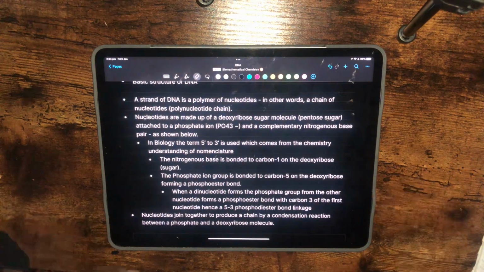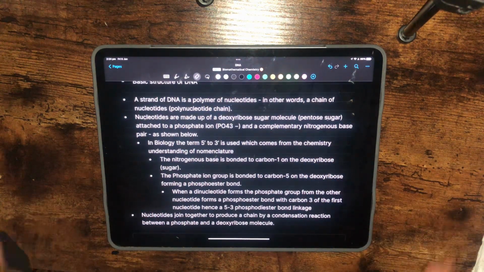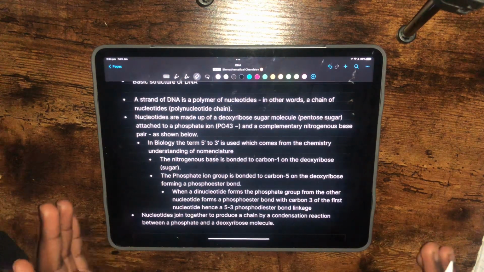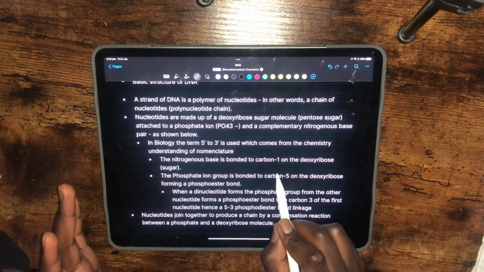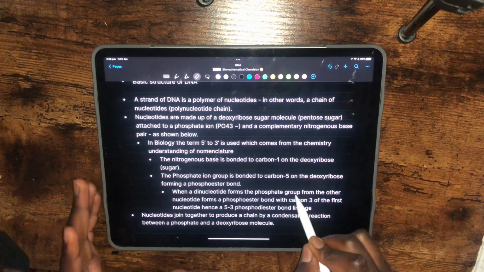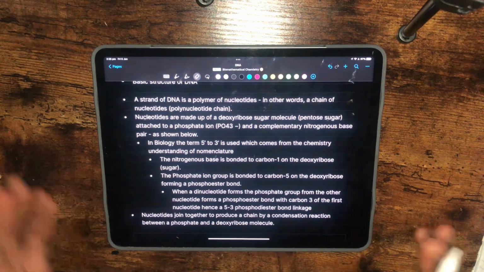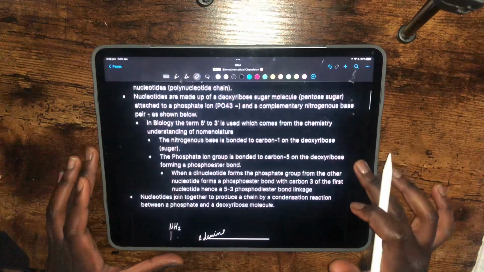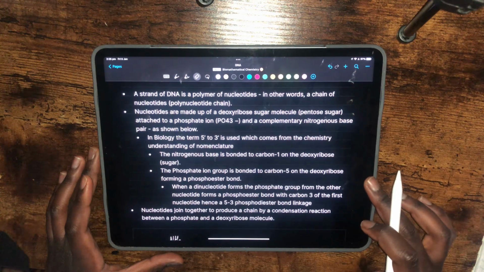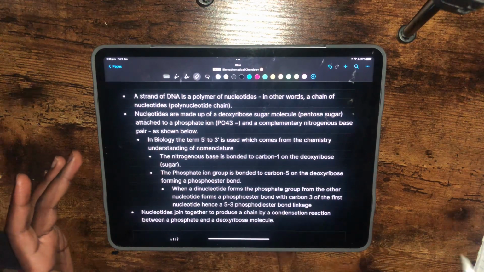Again, I know even this little part where I explained it may confuse you. Don't worry, I'll show you exactly what I mean when I go through my example, and it'll make much more sense once you understand. If you understand basic nomenclature, once you see the side groups, I'm just telling you where these side groups are bonded, carbon 1 and carbon 5, and it makes sense once you see it. So nucleotides join together to produce a chain through condensation reactions between the phosphate and a deoxyribose molecule, which is just, as I say here, a 5-3 phosphodiester bond linkage.